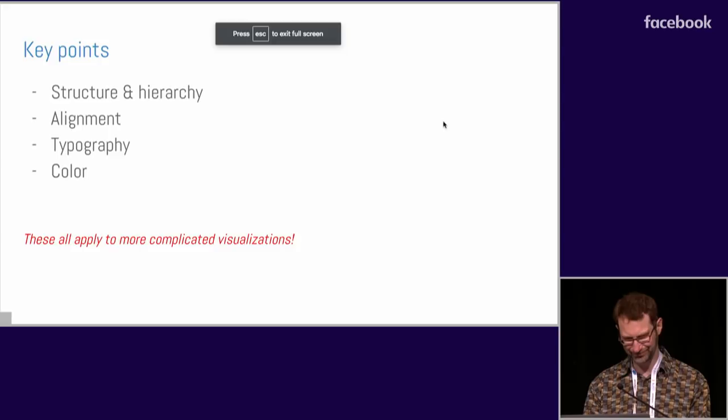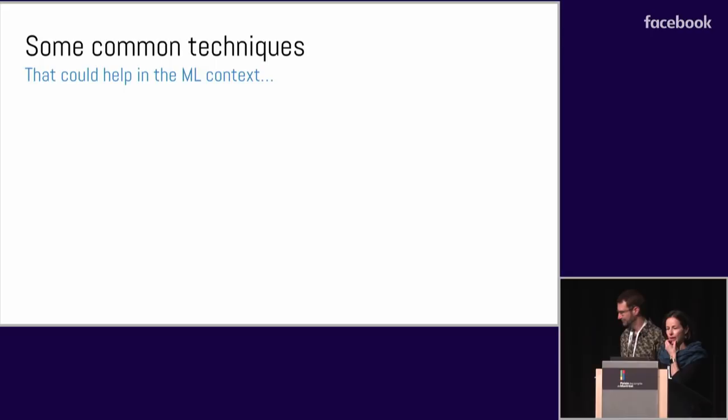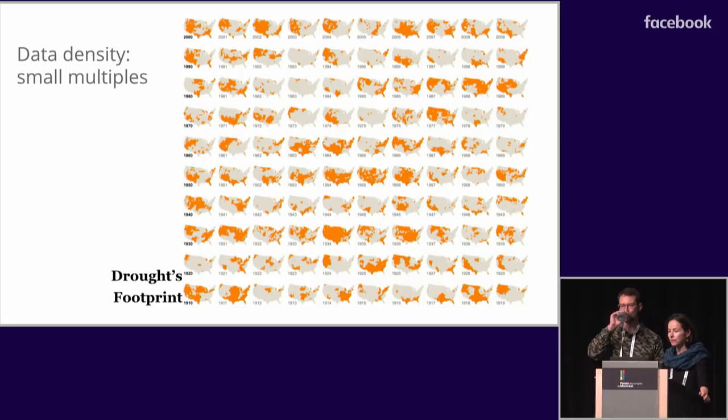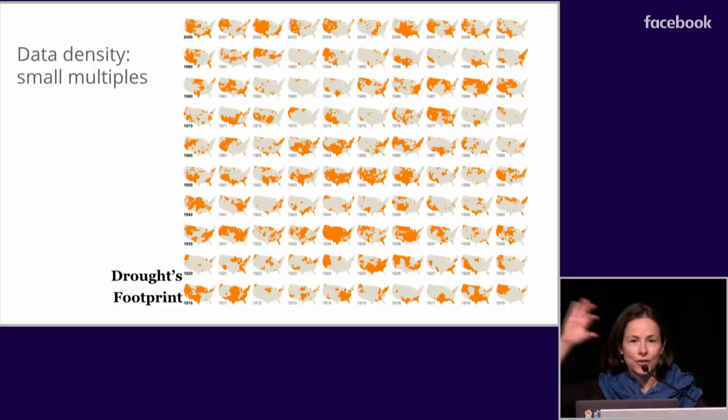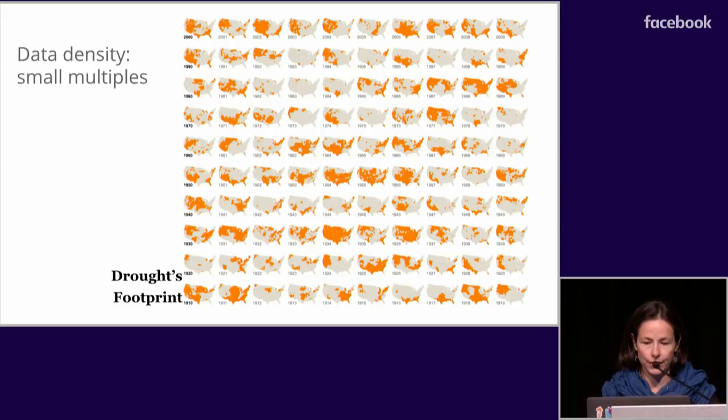All right, so now some more common techniques that we think could be very helpful in machine learning land. When you have a ton of data, high density, there's something called small multiples, which is basically you repeat your chart over and over again for each moment that is important. So what we're showing here is a visualization that was in the New York Times for drought in the US over decades. Each one of these rows is a decade's worth of drought in the US. And the question that the article was asking is, are we having more droughts today than we've had in the past? You be the judge. There is a temporal dimension here, but they unpacked this temporal dimension so that you could have this matrix, so you can keep scanning over and over again.